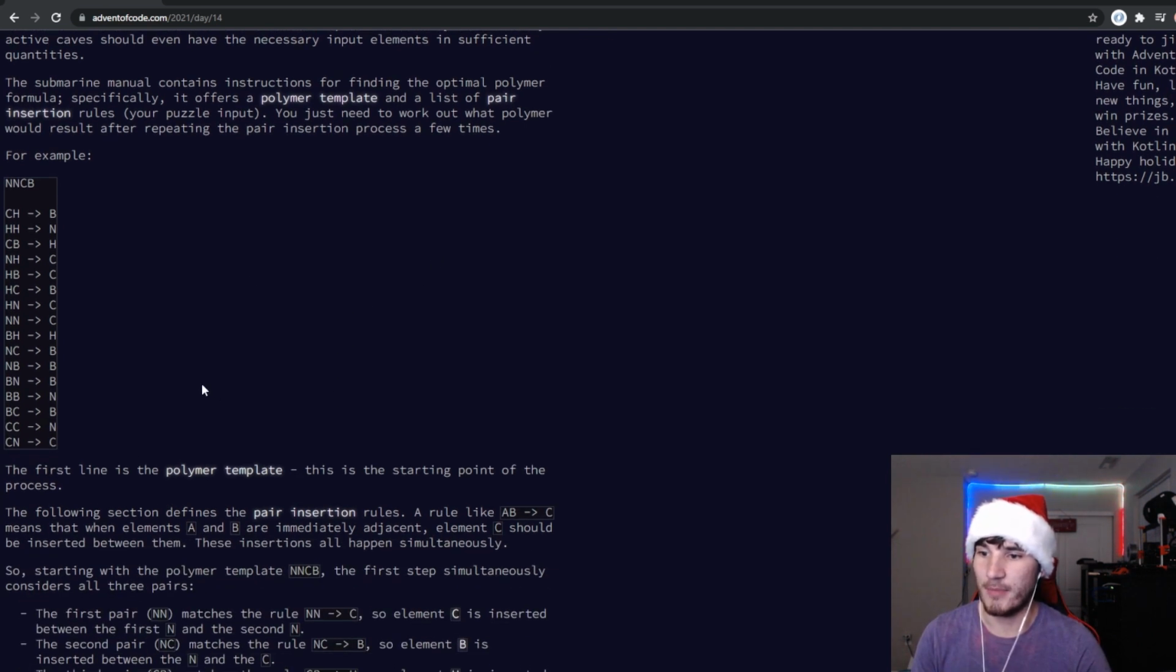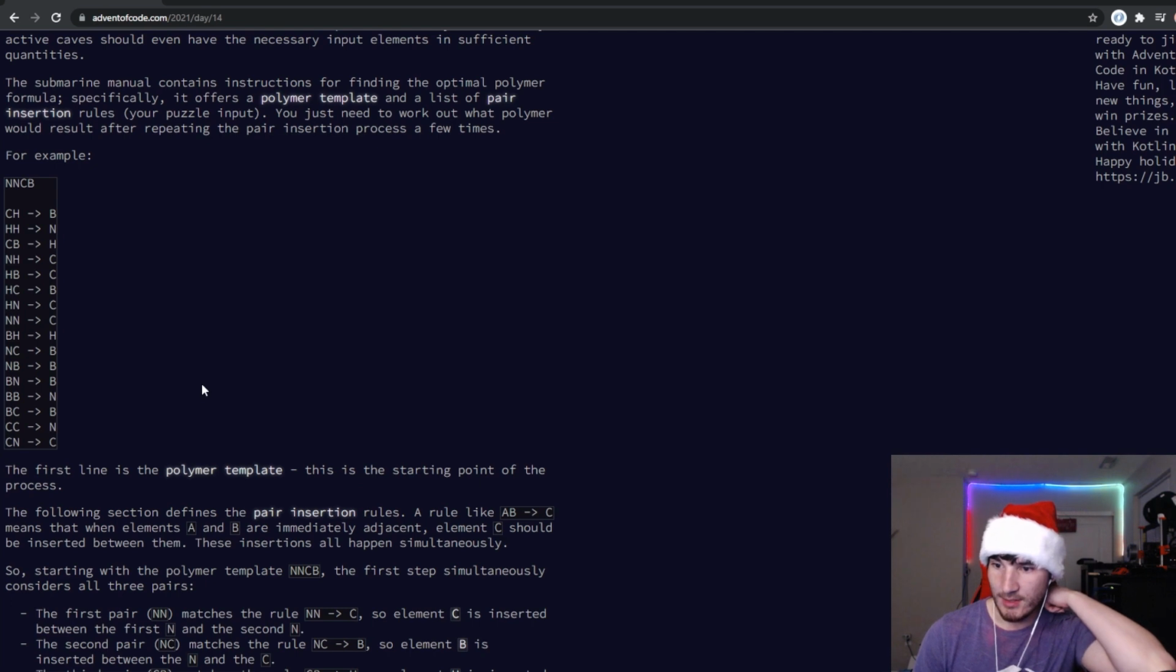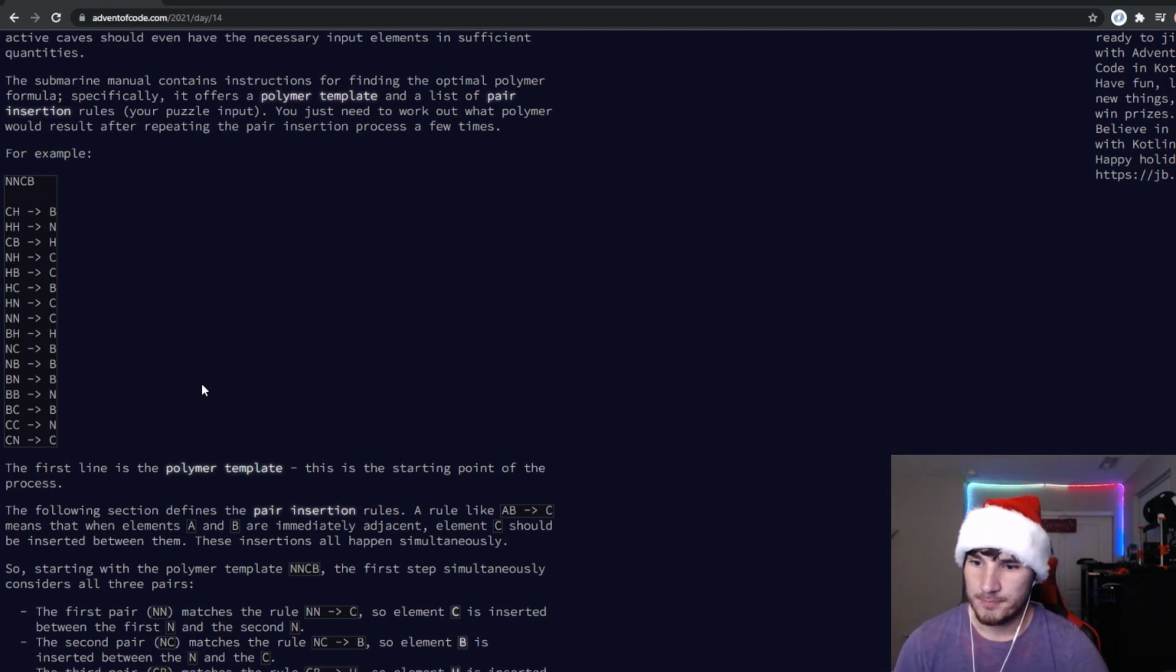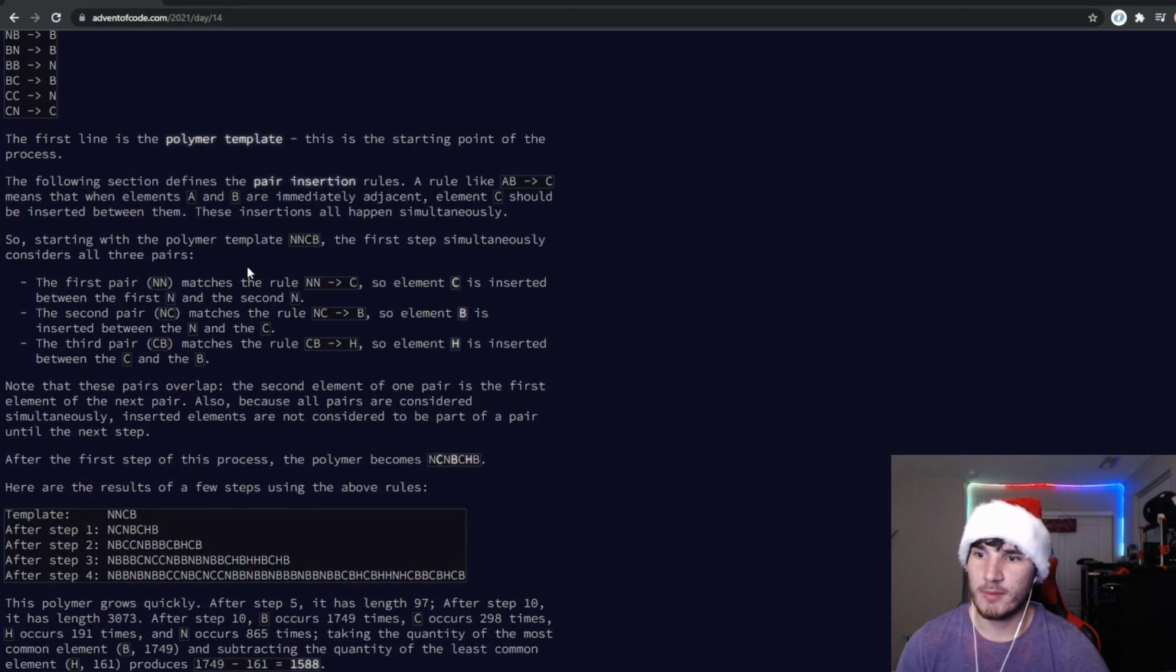For example, here is a polymer template. This is the starting polymer. The following sections define the pair insertion rules. A rule like AB to C means that if elements A and B are immediately adjacent, element C should be inserted between them. So starting with the polymer NNCB, the first step simultaneously considers all three pairs. The first pair NN matches the rule NN to C, so that element C is inserted between the first N and the second N. The second pair NC matches the rule NC to B, so that means B is inserted between N and C. Okay.